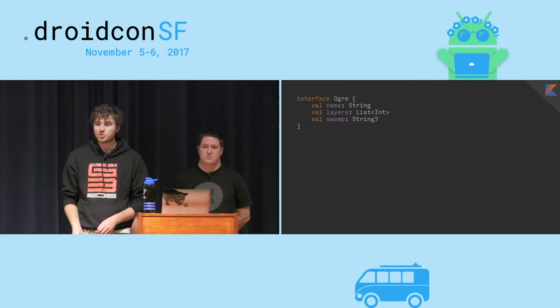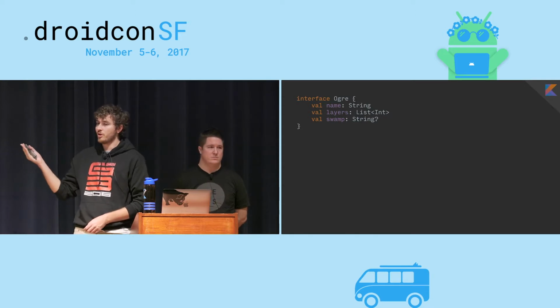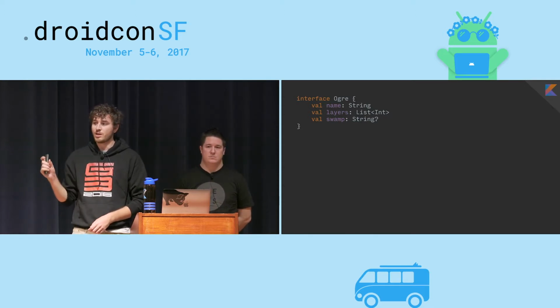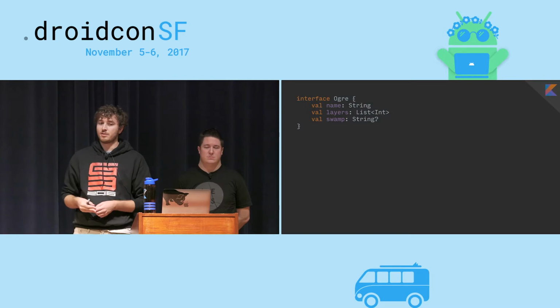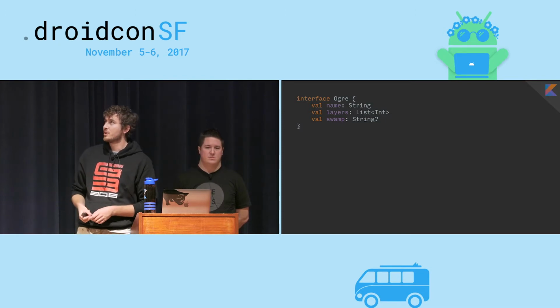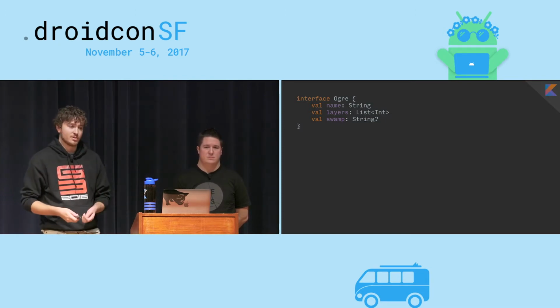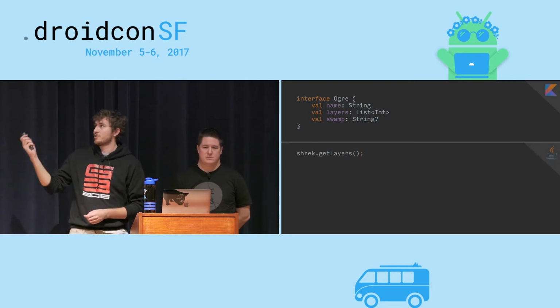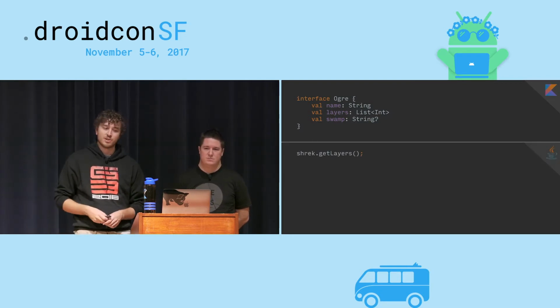But if these were instead abstract properties, so for example, on an interface, then you can't do the same. You can't name the method that they're going to be calling from Java or make it a field. So you're always going to be calling getSwamp in this case. And yeah, that's what's going on here. You always have this method signature.